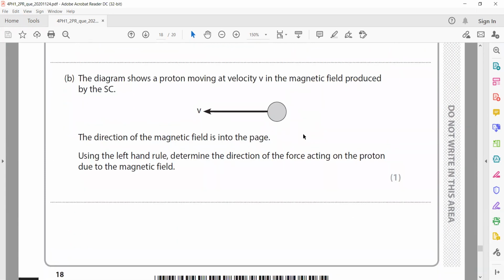The diagram shows a proton moving at a velocity v in a magnetic field. The direction of the magnetic field is into the page. So your first finger, your index finger, should point into the page, and your second finger should point on the left hand side. Where your thumb is pointing, your thumb automatically will point downward. So the force or the deflection will be down. So this will move in a curved path.